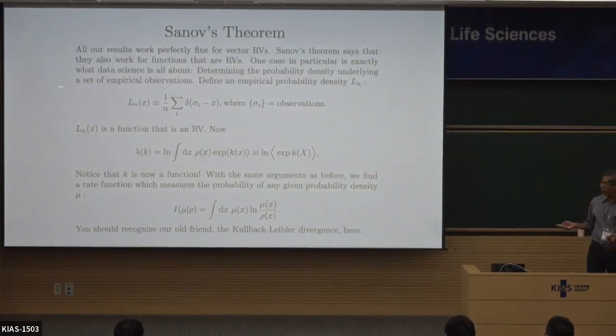So now think of it this way. L_n of x is itself a random variable. It's a density, but so what? It's a density that happens to be a random variable in the space of the densities, right? And why is it a random variable? Well, it's a function of this vector sigma_i, which is a vector random variable, right?